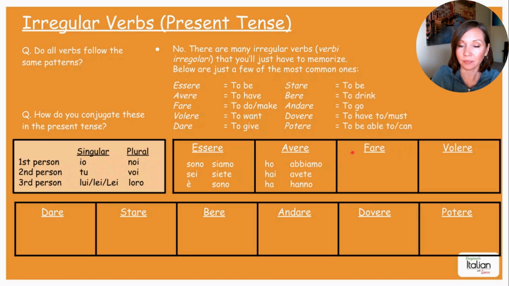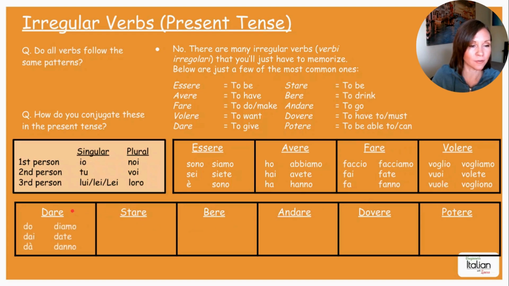Fare. Faccio, fai, fa, facciamo, fate, fanno. Volere. Voglio, vuoi, vuole, vogliamo, volete, vogliono. Remember we got that GLI sound in there? So it's not "voglio" as written, it's voglio with the GLI sound. Voglio, vuoi, vuole, vogliamo, volete, vogliono.